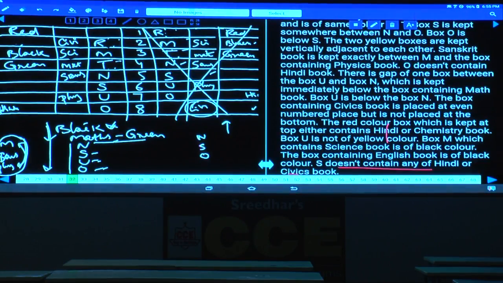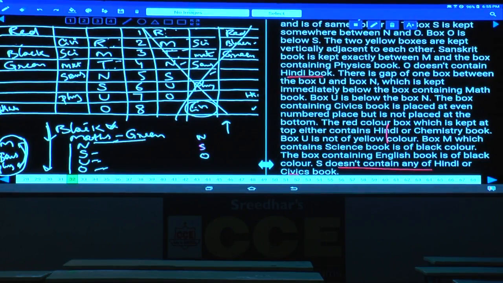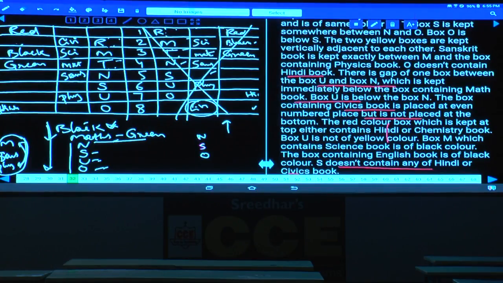M contains black. The box is of black color. O does not contain a Hindi book. And there is a gap of 1 between U and this one. Math books. Box U is below N. The box which contains civics is placed at an even number but not placed at the bottom.